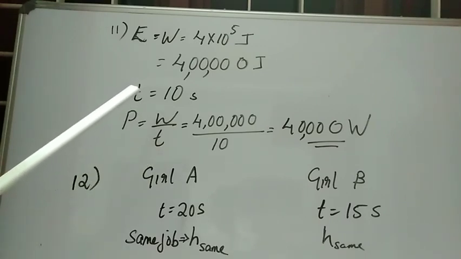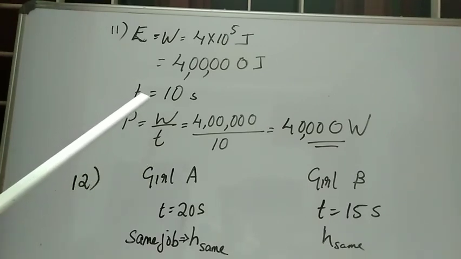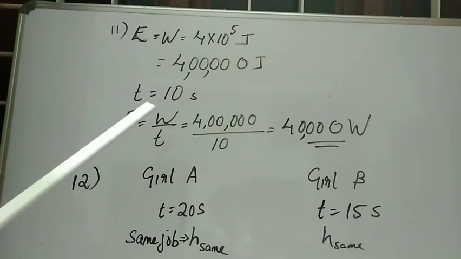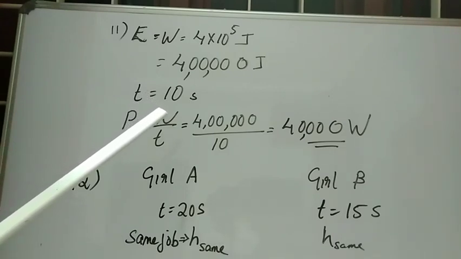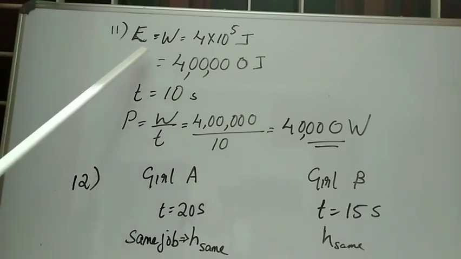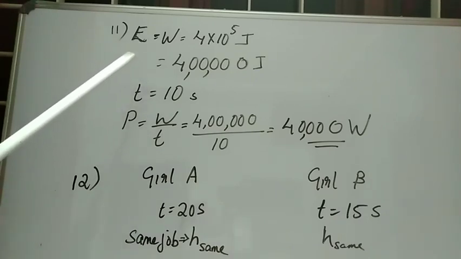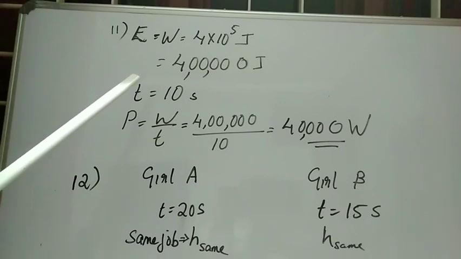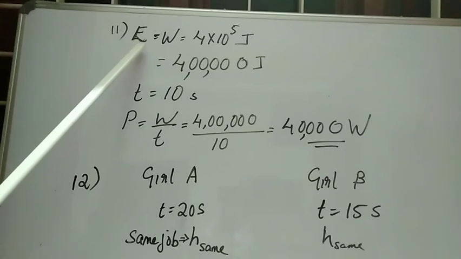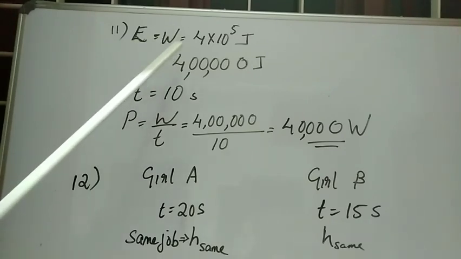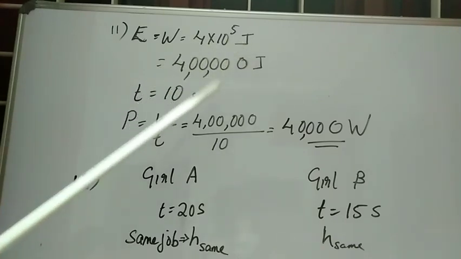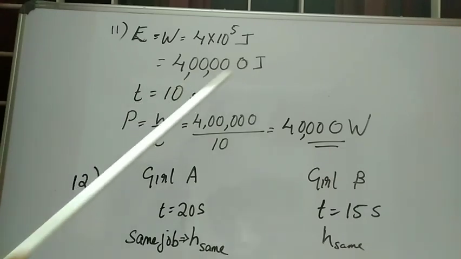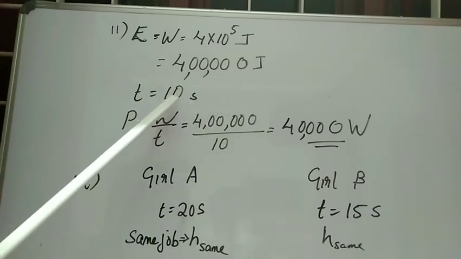Question number 11: a pump raises water by spending the energy 4 into 10 raised to 5 joule in 10 seconds. So energy is given. We already studied in the beginning of this chapter, energy is the ability or the capacity to do work. And energy and work done are related. So energy means work done, both are same. It is given 4 into 10 raised to 5 joule. Converting to a normal value, you will get 4 lakh joule. And the time is given 10 seconds.